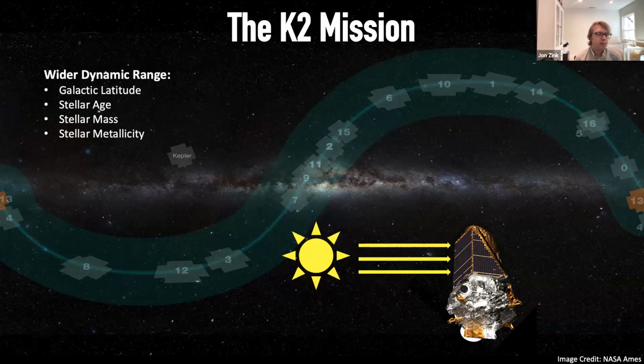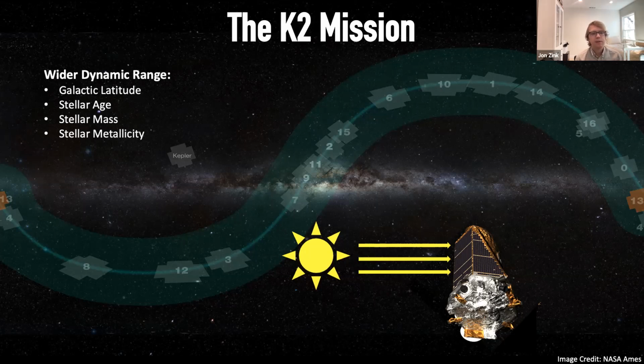K2 is really exciting because it probed different regions of the ecliptic, and kind of looked at different parts of galactic latitude. We have a wider range of stellar ages, stellar masses, and stellar metallicity. The Kepler field was selected because most of the stars in there are FGK and have solar-like metallicity. So if we want to think about a wider stellar parameter space, the K2 mission is really exciting. We have a ton more M dwarfs, things like that.